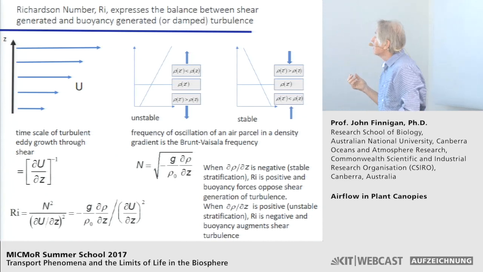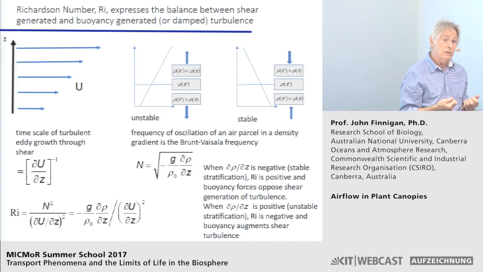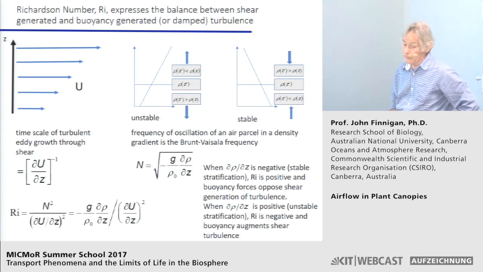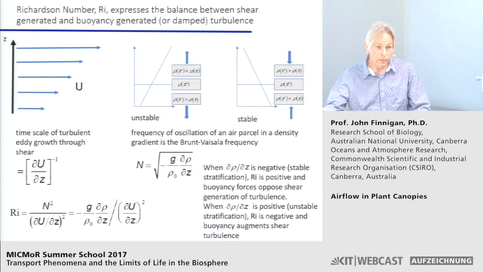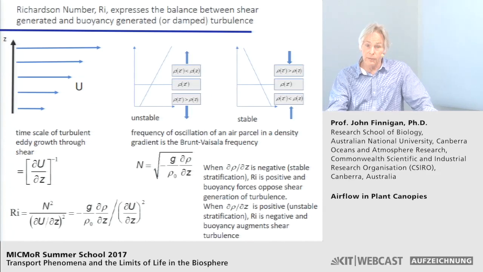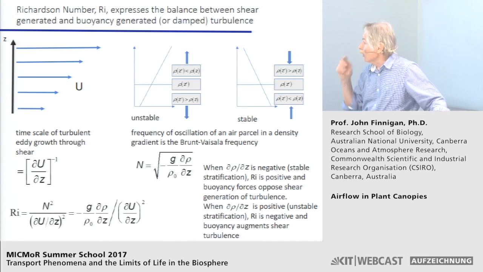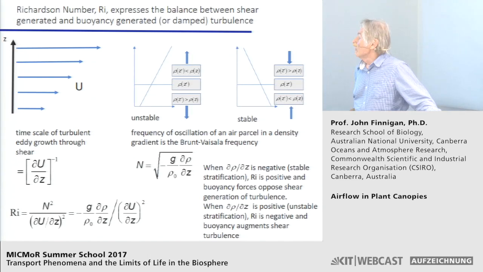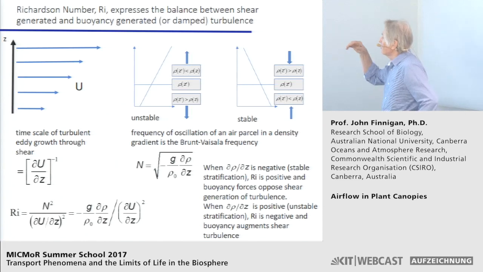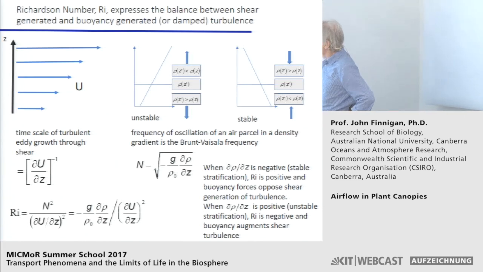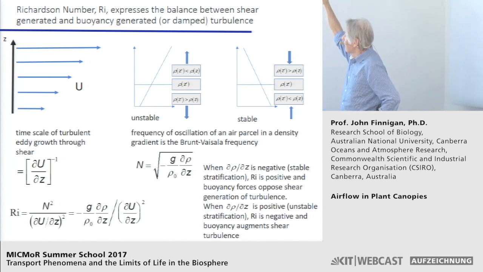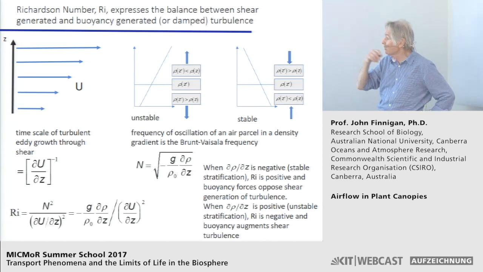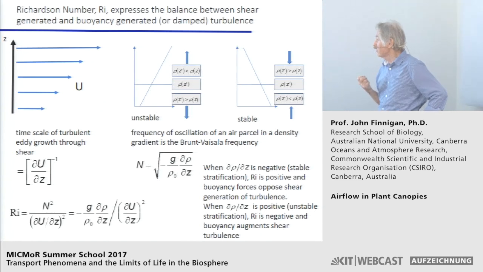So we're interested in the balance between turbulence generated by shear and turbulence generated by buoyancy. And we express this through a dimensionless number called the Richardson number. If you read some of the pre-reading stuff, you'll have got some familiarity with dimensional analysis and groups. So we can look at the time scale of a turbulent eddy growth through shear, and we can take that as the inverse of the velocity gradient. We can look at the frequency of the oscillation of an air parcel in a density gradient. So if we're on the stable side and we give our air parcel a push and let it go, then it will oscillate and come back down to where it started, but it will overshoot a bit to begin with. And we can look at that frequency of oscillation, and it's called the Brunt-Väisälä frequency.